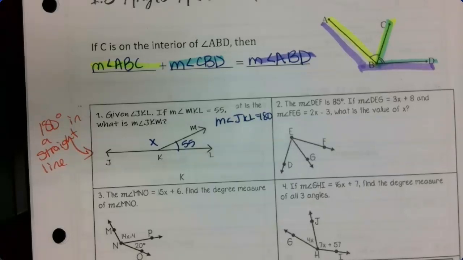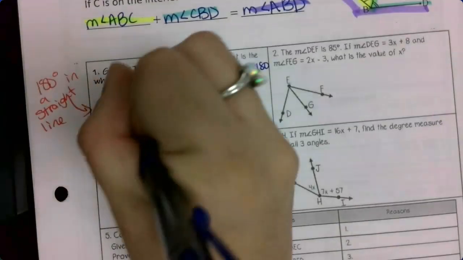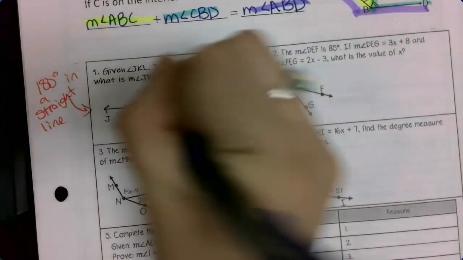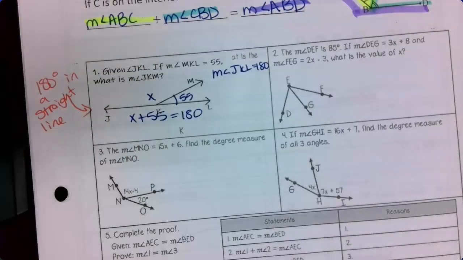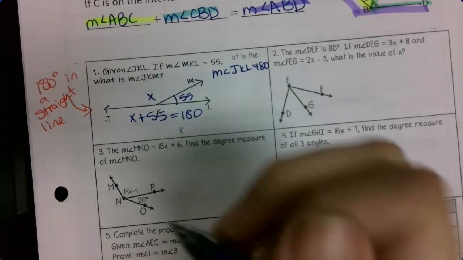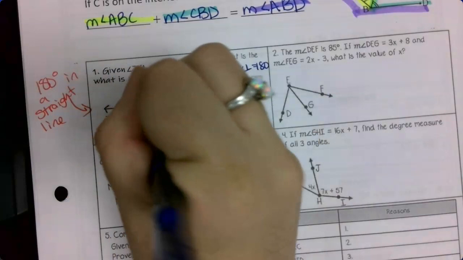Okay, so how do I want to solve this? Okay. I'm going to set this up as an equation first, and then I'll subtract. So I'm going to have x plus 55 equals 180, because I have the two angles added together, and I know they have to equal the original angle of 180, which we will subtract 55 from both sides.